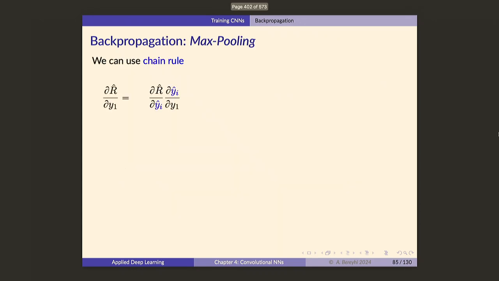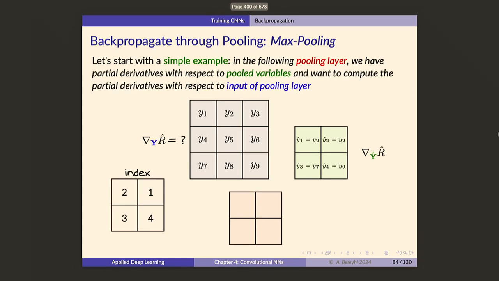So I'm going to write it down in this form. For every particular y hat, I apply the chain rule on it, and then I sum them up. But if I do it on y1, it's going to be 0. Because y1, just look at this example. I'm just doing it for this example. y1 is not showing up anywhere, correct?